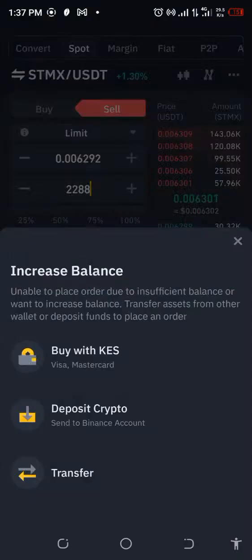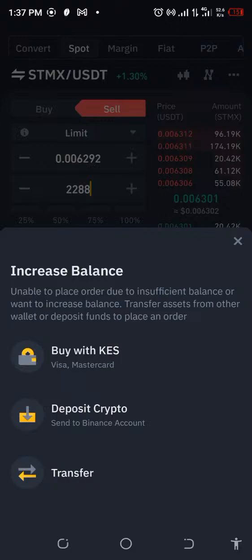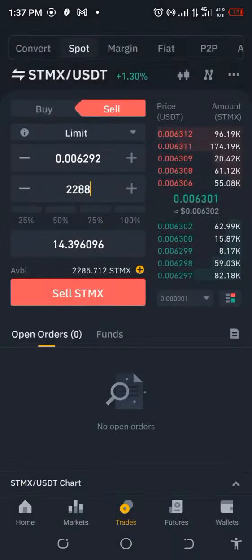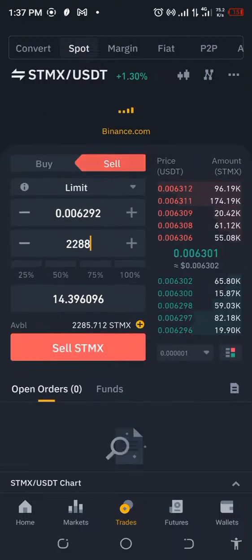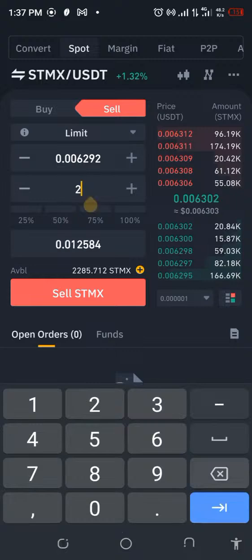What's going on? I don't know what's happening here, but I'm trying to sell my STMX. Oh, sorry, I was clicking something else. So let's click on sell STMX. So what's happening? Increase balance. Why am I increasing my balance? Oh, okay, let me try and do this again. Probably something has, let's just remove everything. Let's remove everything. And let's see whether this would work.